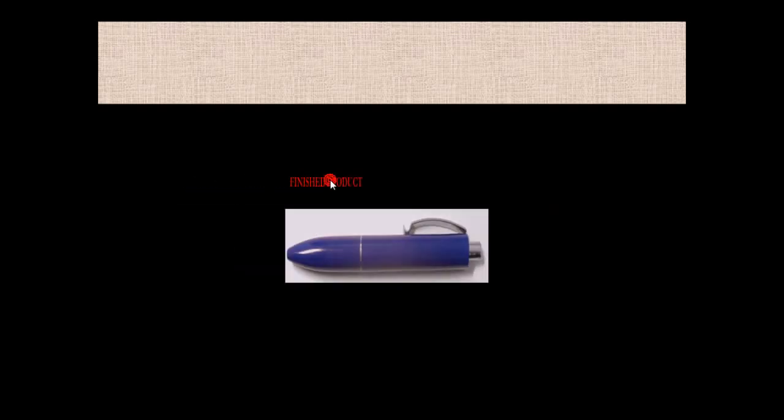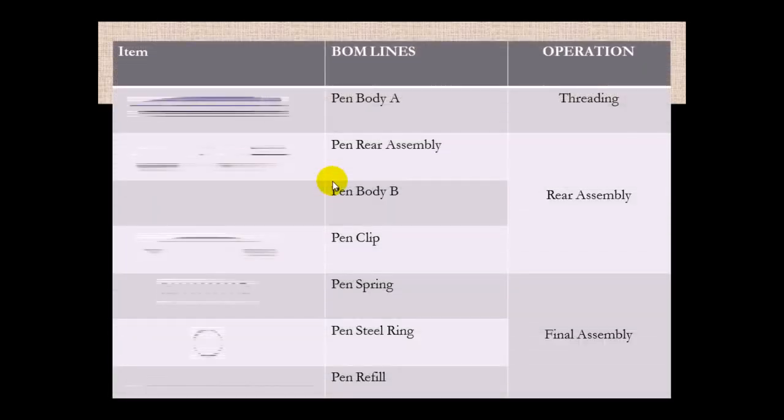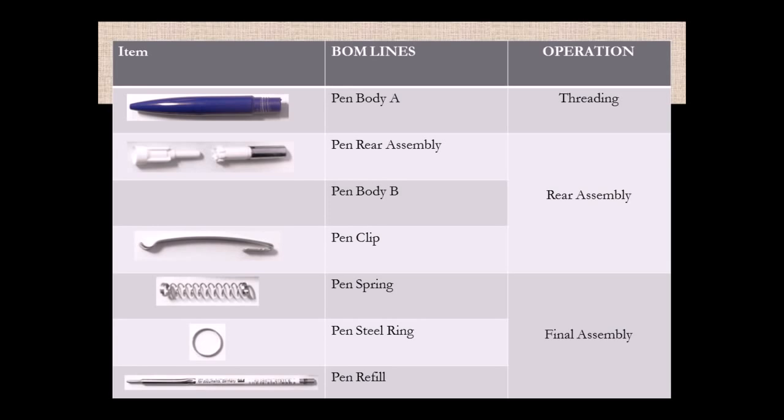So to start off with, this is a finished product, as we have all been following through all my video tutorials, the pen. To manufacture or to produce a pen, the raw materials required are listed under the bill of materials, and the operations that will be carried out to complete this production of a pen are listed under the operations, that is the threading, rear assembly and the final assembly.